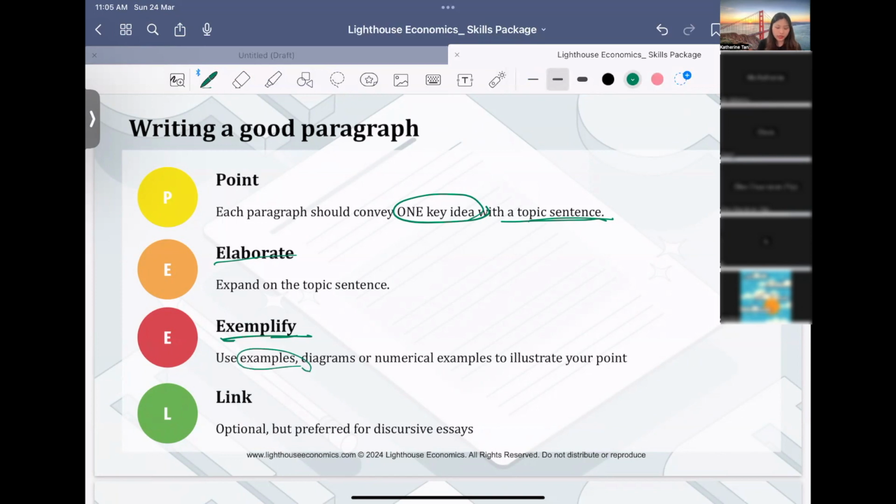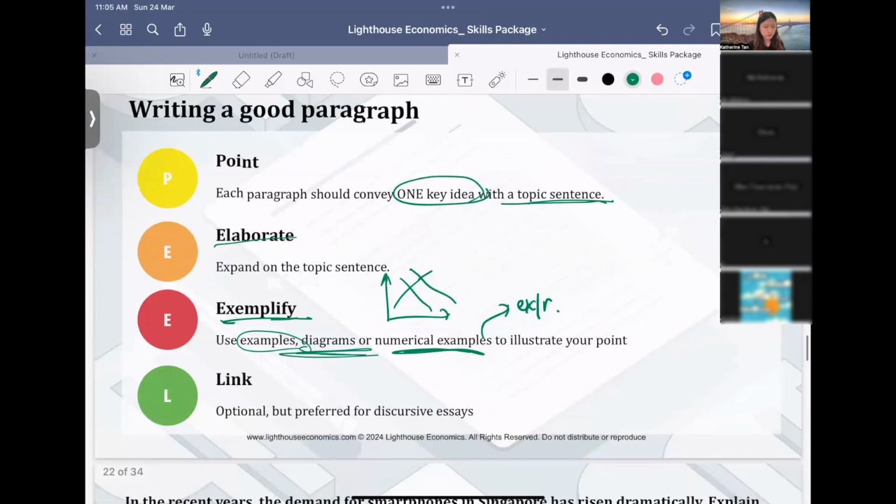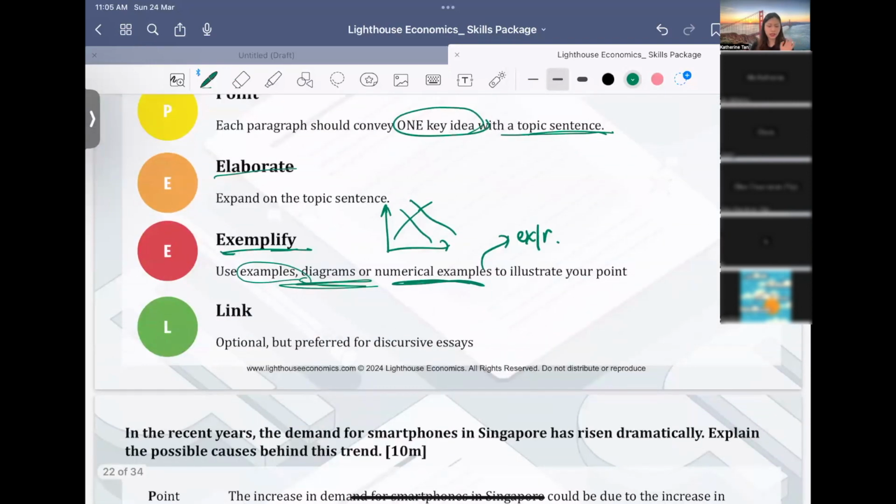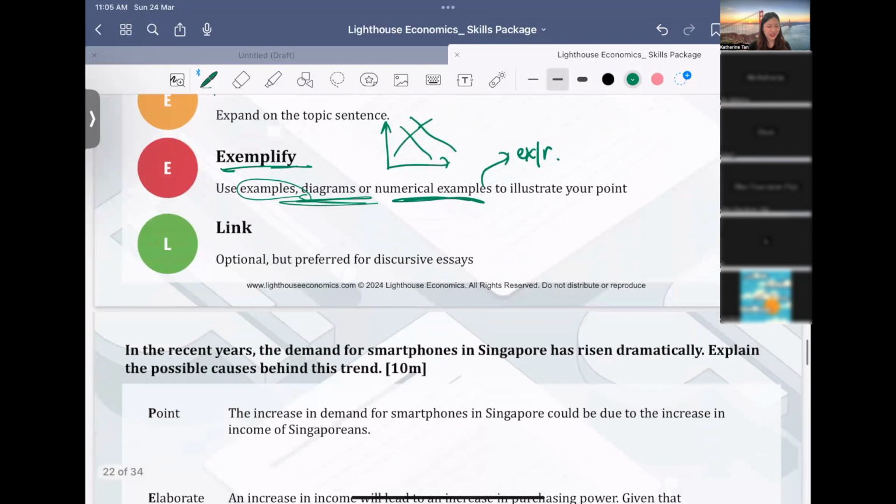Or you can use diagrams. How you want to show it is to show your demand and supply curve, so your demand has to shift significantly, something like that. Or numerical examples, which are very rare. Last time you all needed to look at theory of comparative advantage and you must have numbers, but now it's no longer in the syllabus. So the only one I can think of is maybe you can use it for exchange rates, bringing in some numbers when you talk about exchange rate policy. But generally I'm very bad at math, so I will never go for numerical examples.